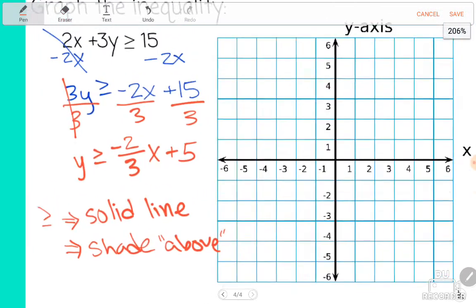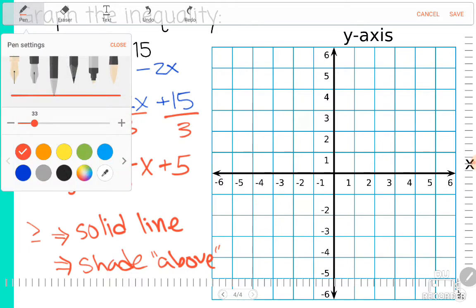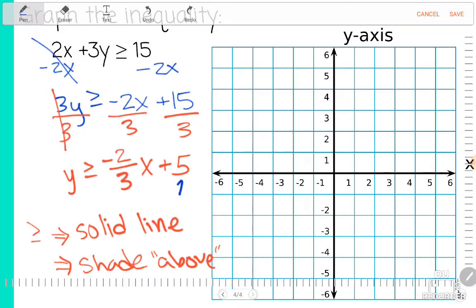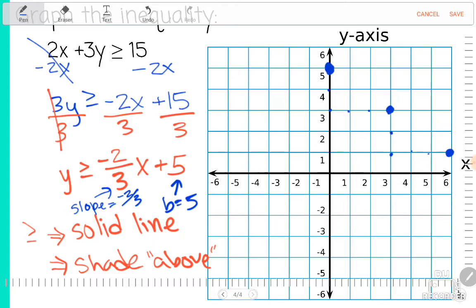So to graph this line, we need to start at the y-intercept. Let me add that in here. So we've got here b is 5, and the slope is negative 2/3. So I start at 5. I'm going to go down 2, and then to the right 3. 1, 2, 3. Okay, if I want to do that again, I guess I can just to make more points. So down 2 over 1, 2, 3. Okay, and I connect these.